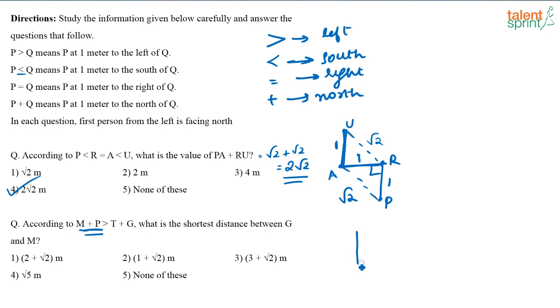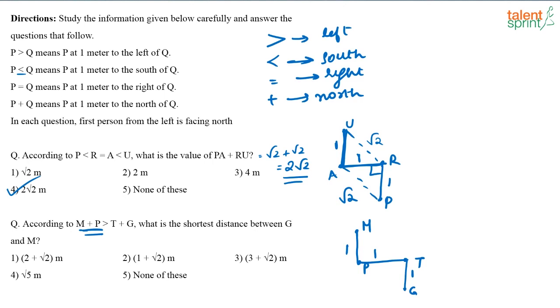So you have, let's say this is P, this is going to be M. Now P greater than T means P is to the left of T. All the distance everywhere is 1 meter, right? So if this is T, P is to the left of T. Now T plus G. So again plus means north. So T plus G means T is to the north of G. So if this is G, this is T. So 1, 1, 1. That's what you have.